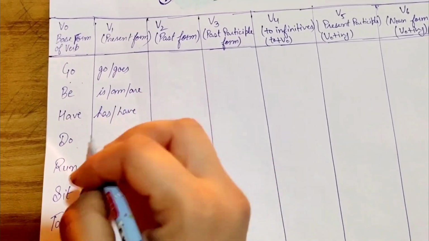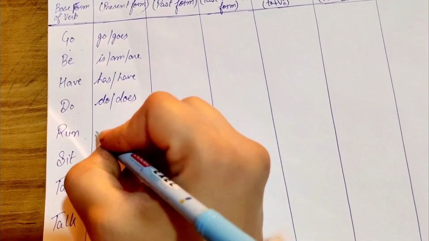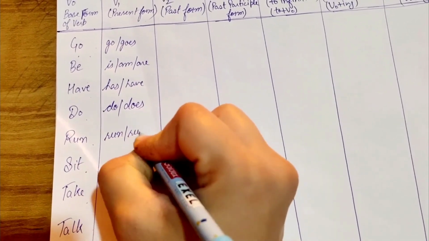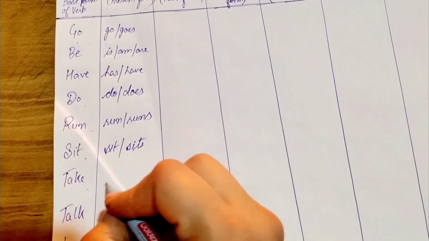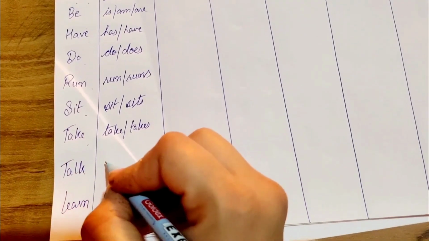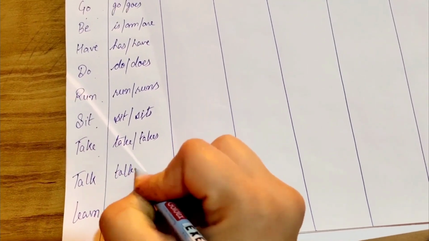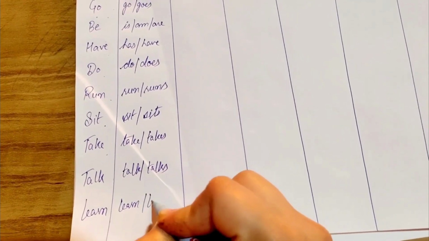From do, we will make do or does. From run, we will make run or runs. From sit, we will make sit or sits. From take, we will make take or takes. From talk, we will make talk or talks. From learn, we will make learn or learns.